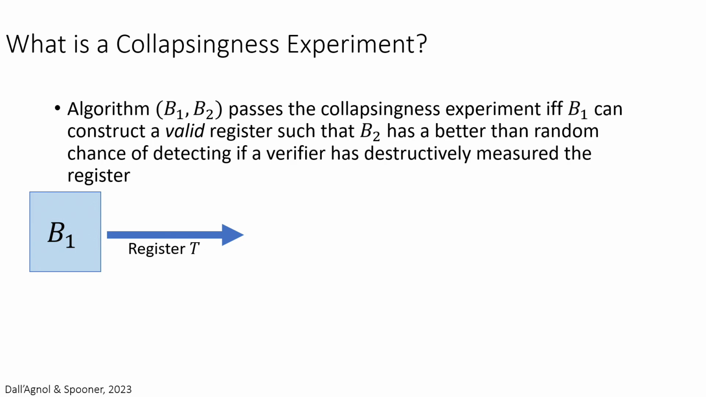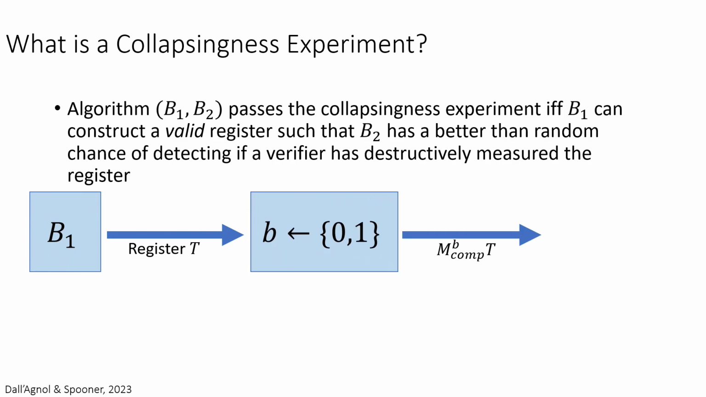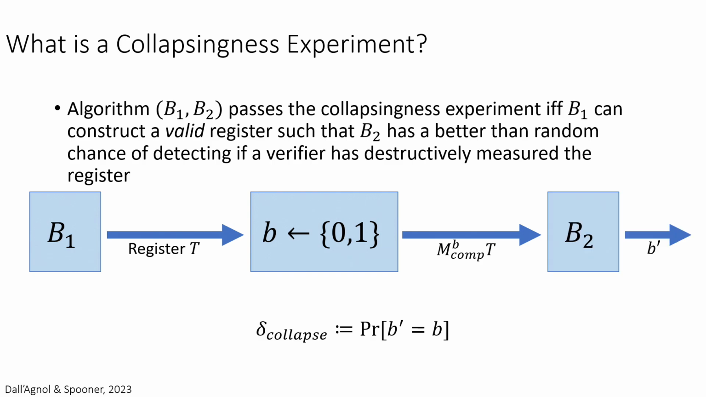Now, if we want to define a collapsingness experiment, what are we talking about? There are a number of different ones, of course. Here, we're interested in some kind of experiment passed by a two-part algorithm, B1, B2, where B1 tries to construct some kind of register, which has to meet specific validity requirements, such that B2 has a better than random chance of detecting if a verifier has destructively measured the register.